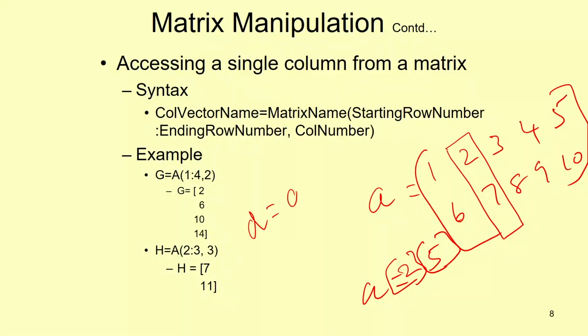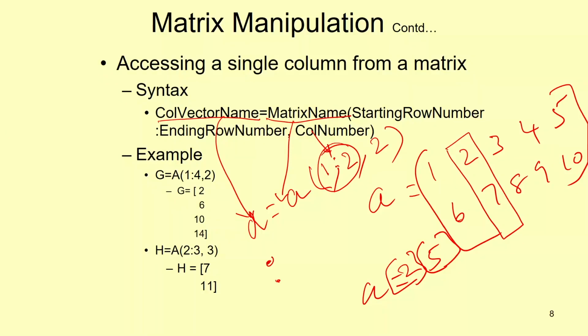D equal to A of, see the syntax: column vector name D equal to the matrix name, then you have to give the starting row number, which is 1, colon, then the ending row number, the second row, followed by the column number, the second column. Don't forget to put the colon symbol between the starting and ending row numbers. It takes all the row values pertaining to the second column, since the column number you mentioned is the second. Likewise, you can also choose a single element by mentioning the index values as row and column. So this is accessing a single column from the matrix.